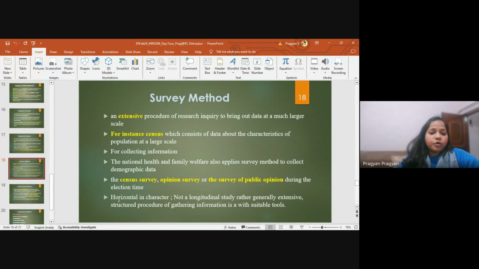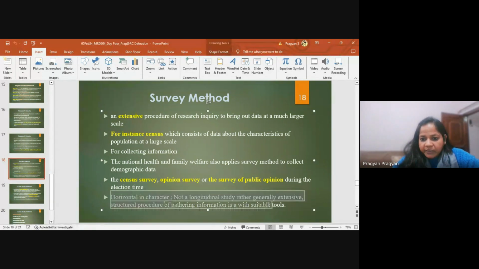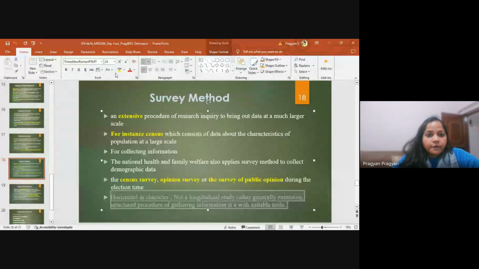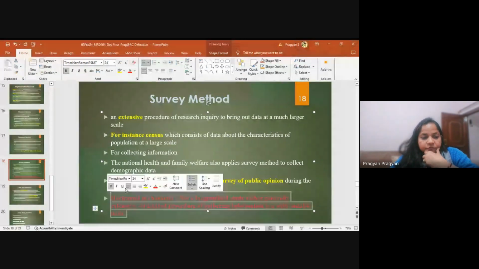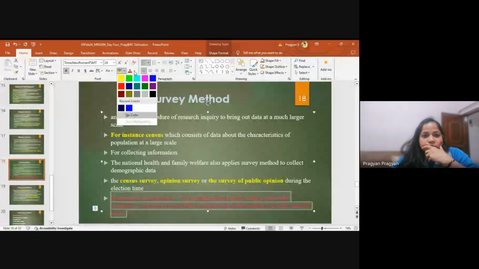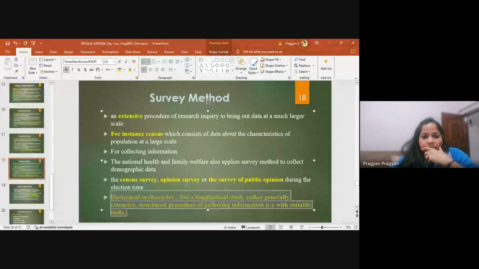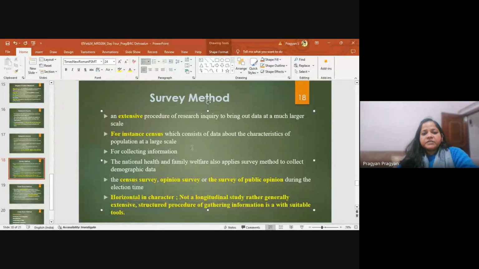The second thing which is very important to understand, let me highlight this point for all of you. Survey methods, it's not visible enough. Let it be yellow. Yeah, that is better. Survey methods are horizontal. Horizontal in character means these are not longitudinal studies over a span of time. Never. They are always about simultaneously working indicators. That is why we call it horizontal in nature.